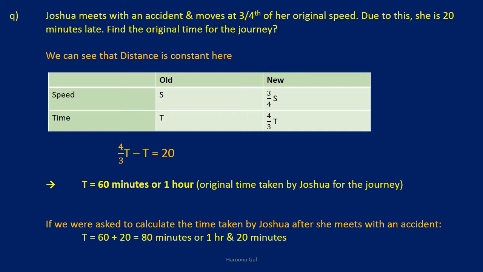Now, if we were asked to calculate the time taken by Joshua to travel with 3/4 of the speed, then we would have added 20 minutes more to the original time. That is 60 plus 20. And our answer would have been 80 minutes or 1 hour and 20 minutes. You got it? Let's move on to the next question.